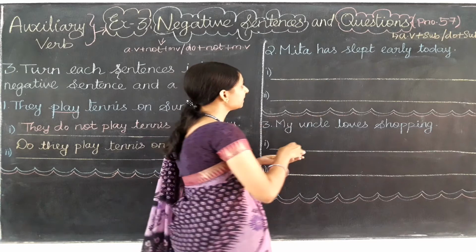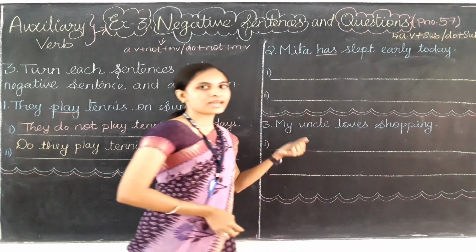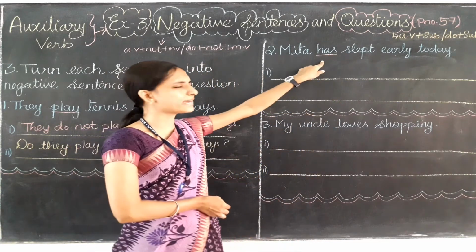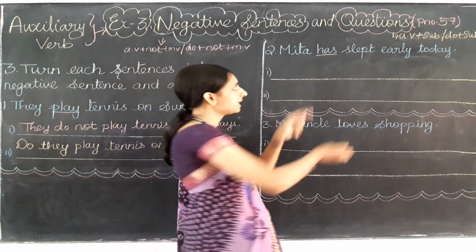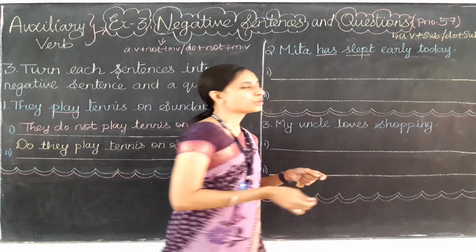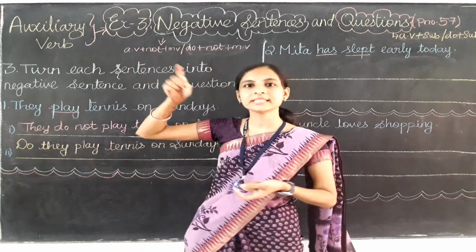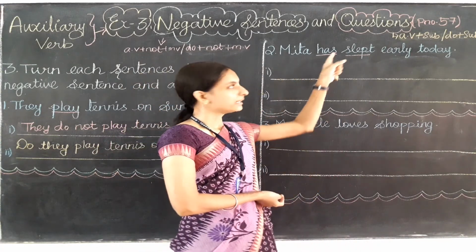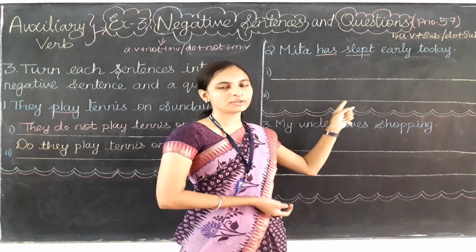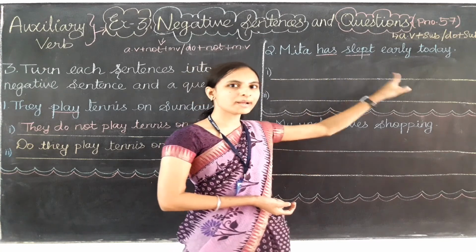Can you find the auxiliary verb here? Yes, that is has. Has is an auxiliary verb. Does this has come with a main verb? Yes, that is the main verb, slept. So here, for making the negative sentence, we need to apply this rule. First we need to write the subject, then the auxiliary verb, then the word not, and then the main verb and all other things.